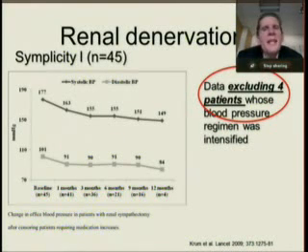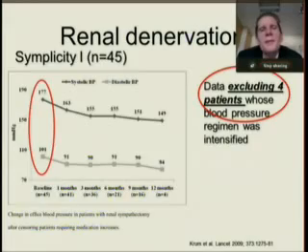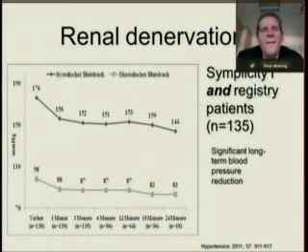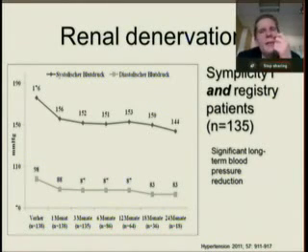Now this is the data excluding the 4 patients in that trial whose blood pressure regimen was intensified, and despite that, there was blood pressure reduction. And this is Simplicity 1 data and registry patient data, which shows that the blood pressure reduction is maintained long term at 24 months.